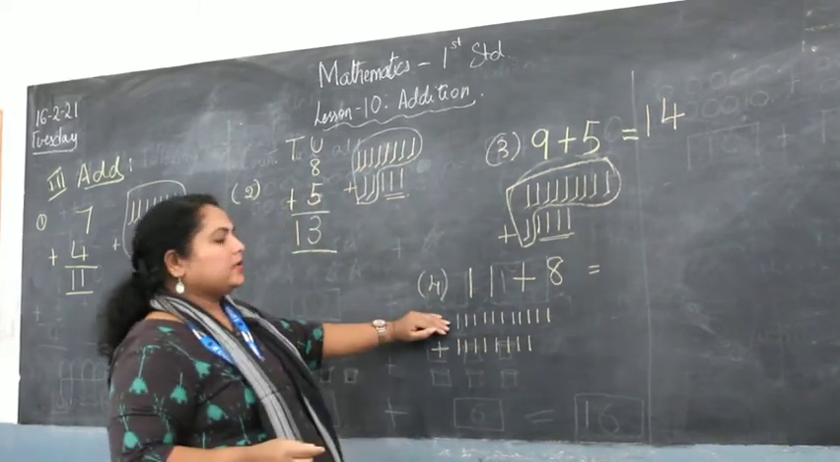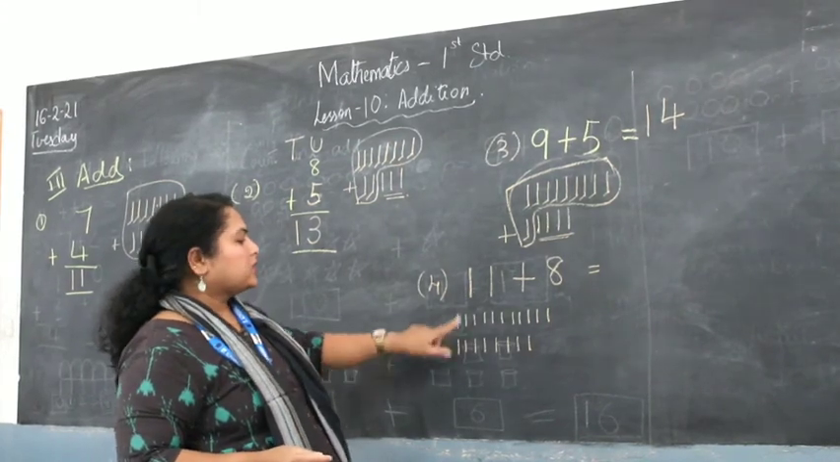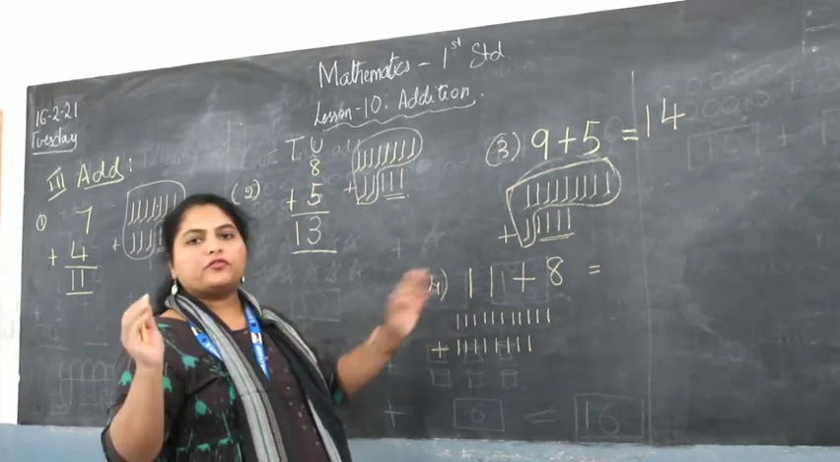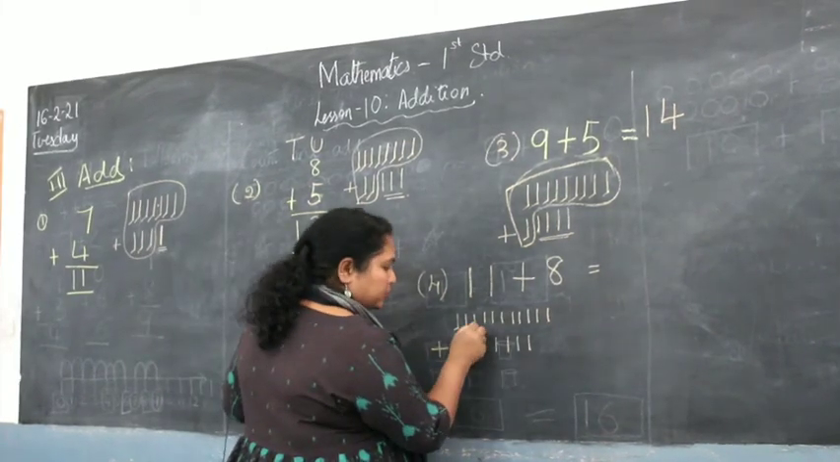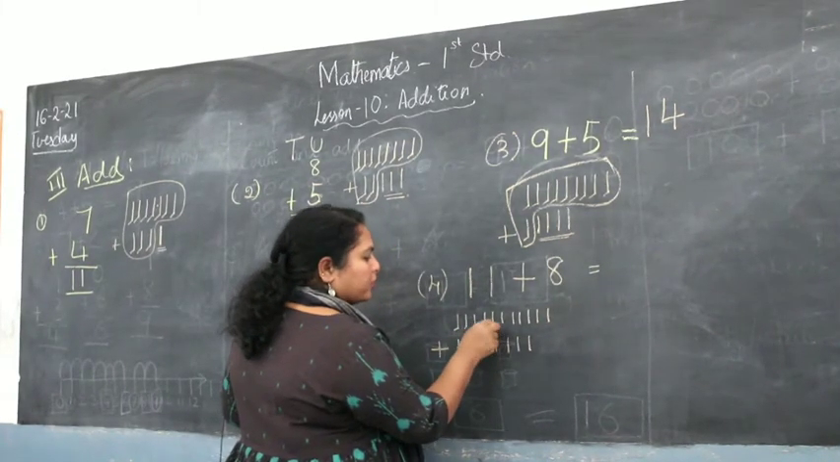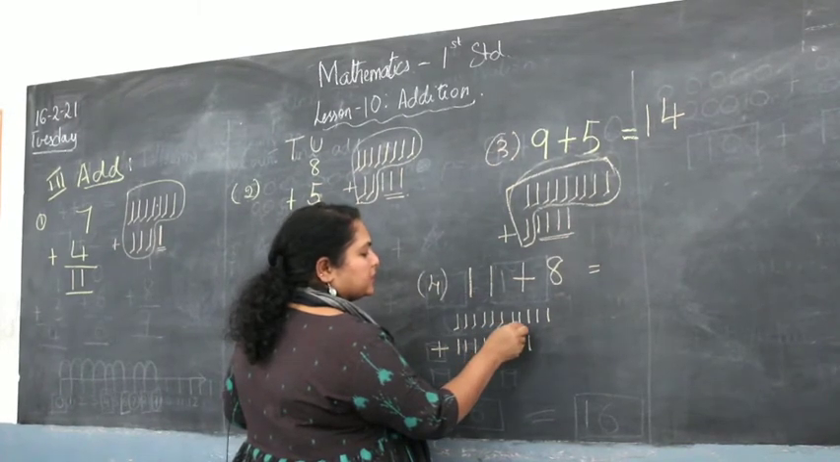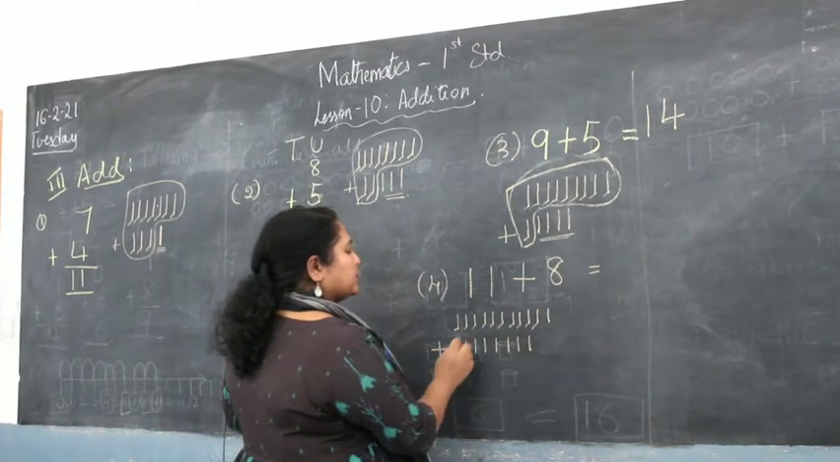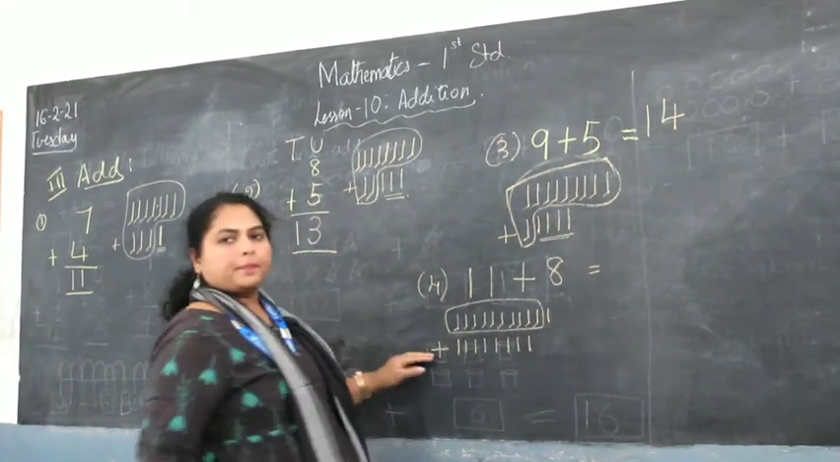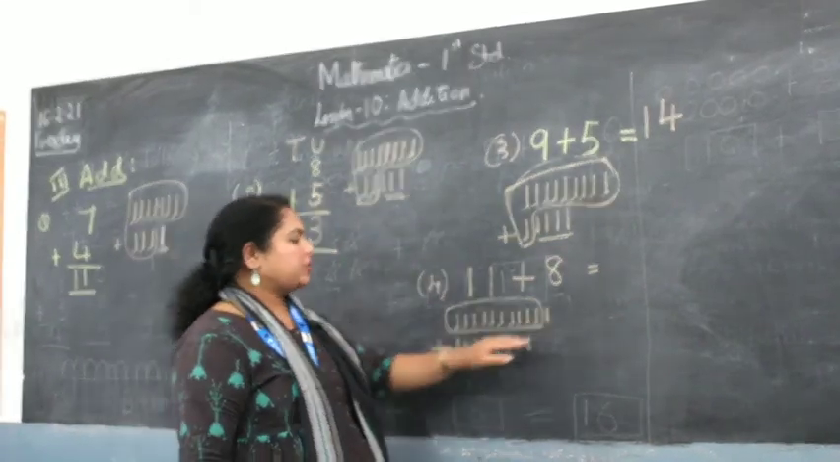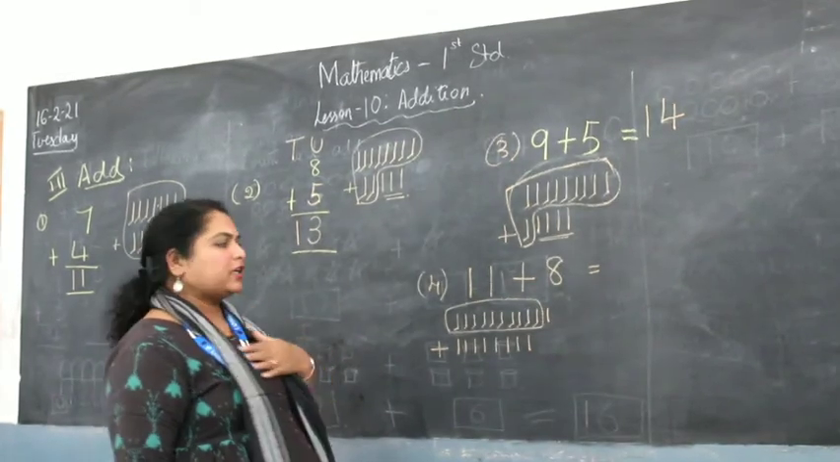So I'm adding 11 plus 8. First let's take the group of 10 units first. 1, 2, 3, 4, 5, 6, 7, 8, 9, 10. So I get 10 here. I am making a group of 10. Okay. And then let's see how many other sticks we are left with.